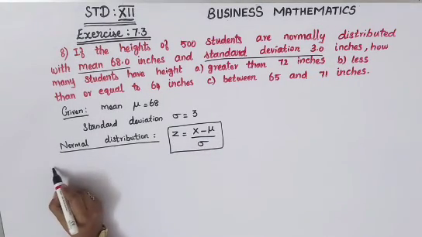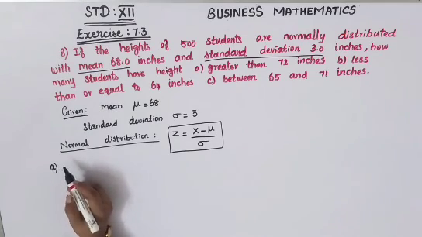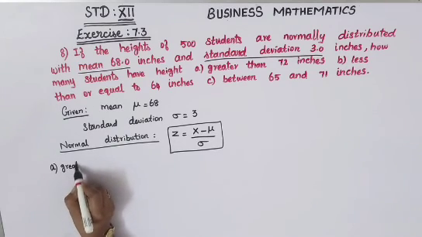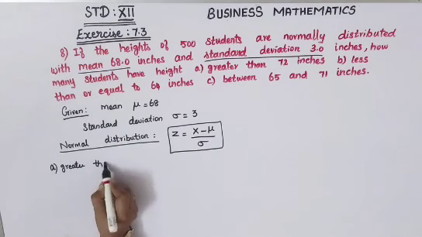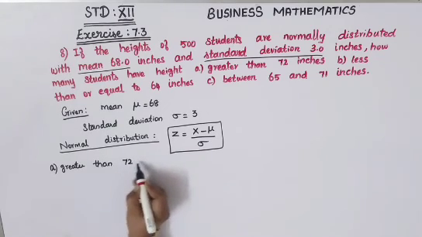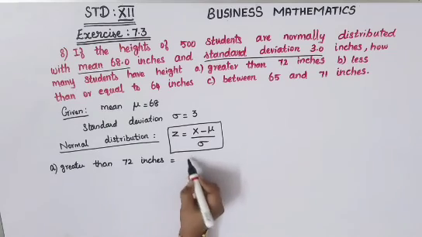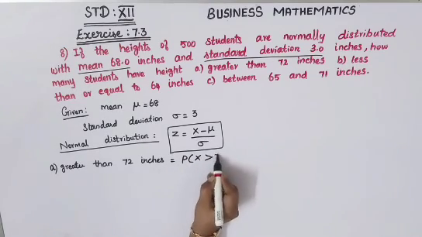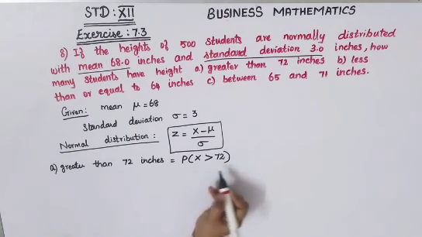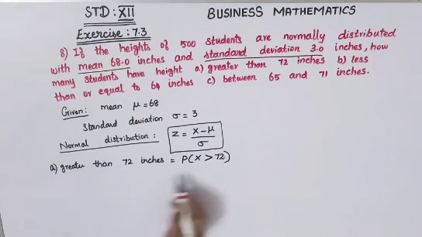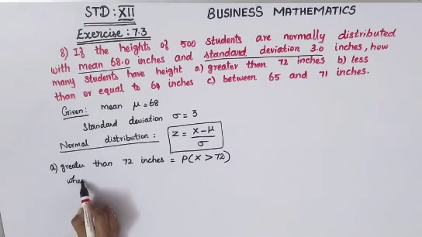Okay. So your first subdivision, that is A, is greater than 72 inches. It is here greater than 72 inches. So you can write it as P of x is greater than 72. Now the value of x is 72, we'll have to take it and find the value of z.